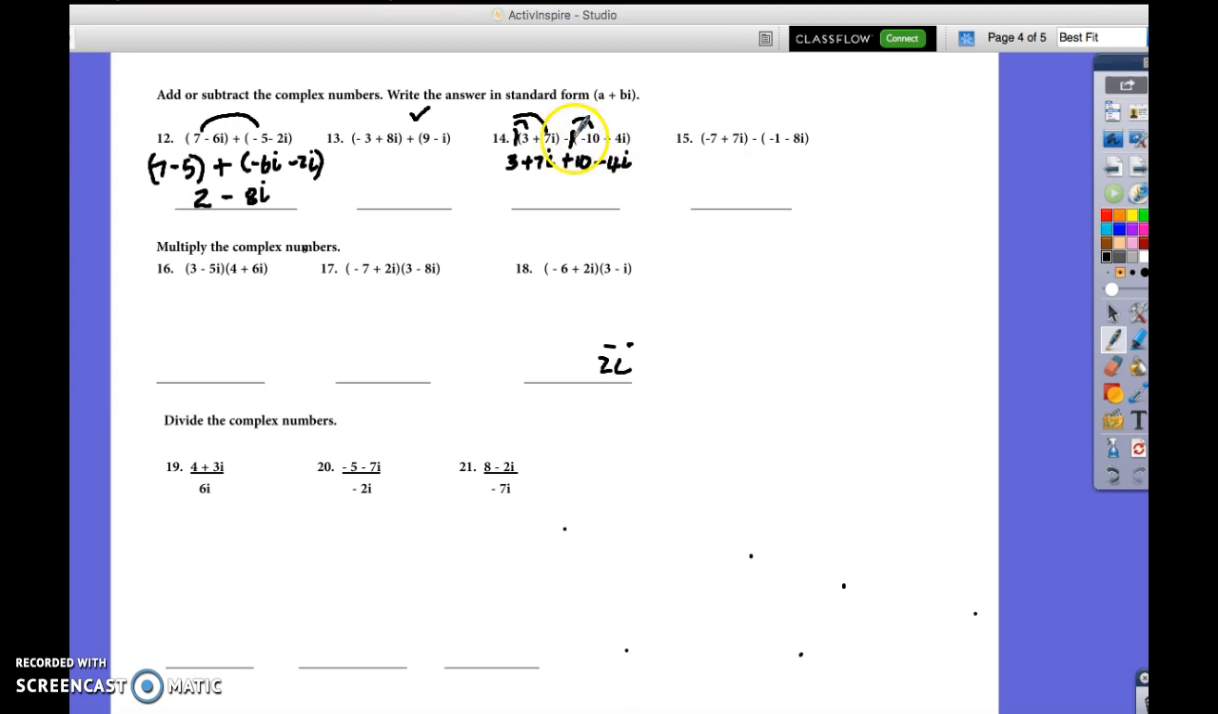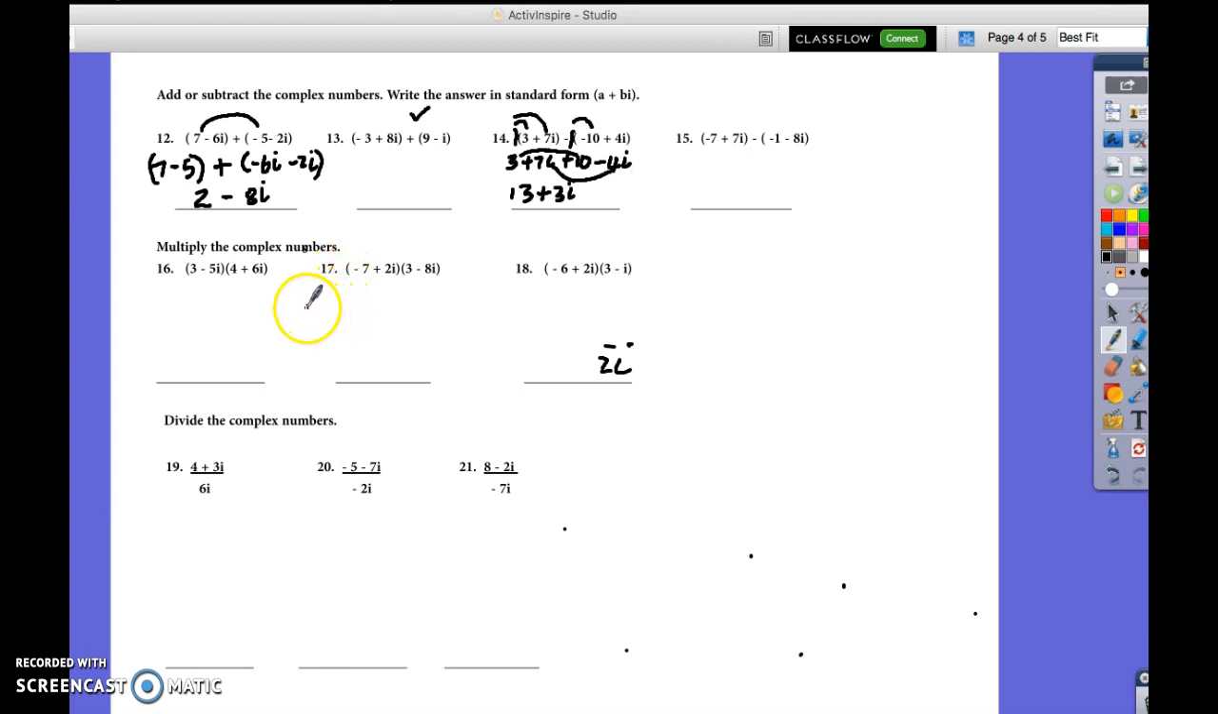Okay? So now, again, we put the real parts together, which would be the 3 and the 10. Positive 3 plus 10 is a positive 13. And the imaginary parts, 7i minus 4i would give you a positive 3i. Okay, so that would take care of that one.